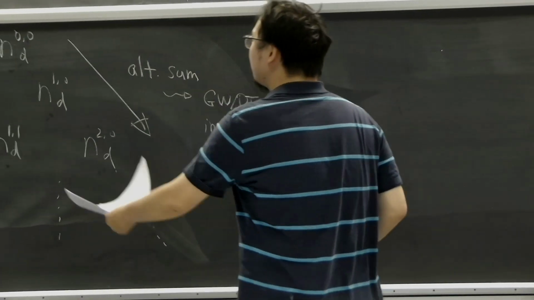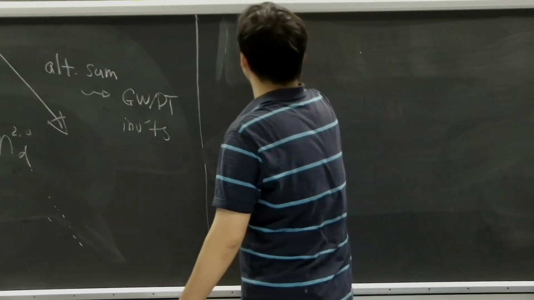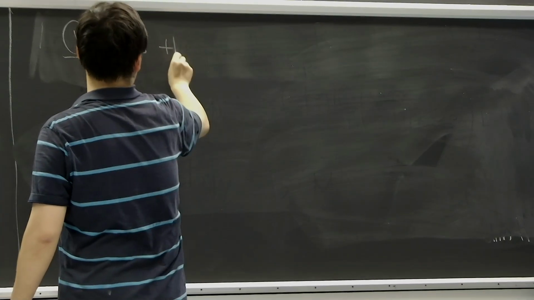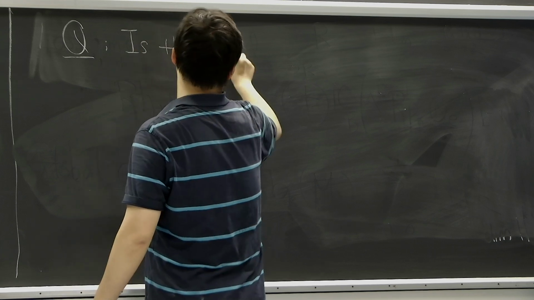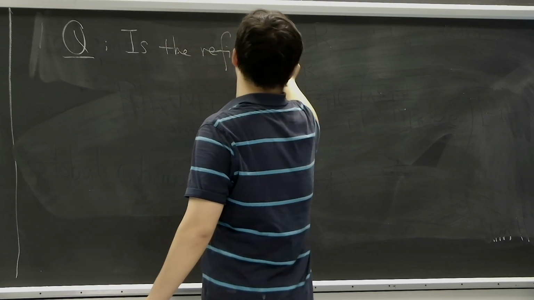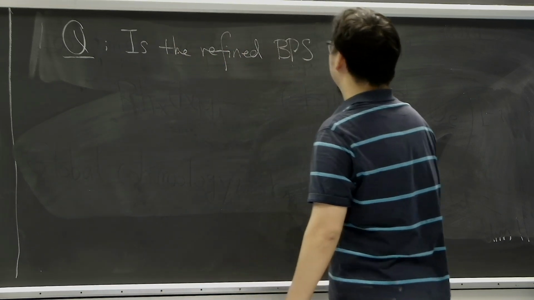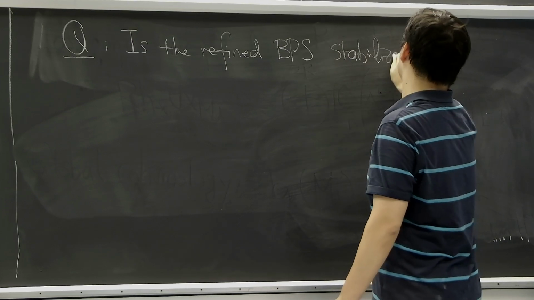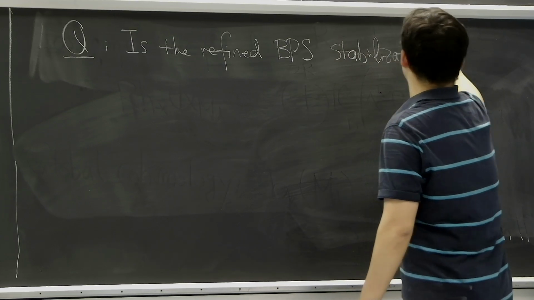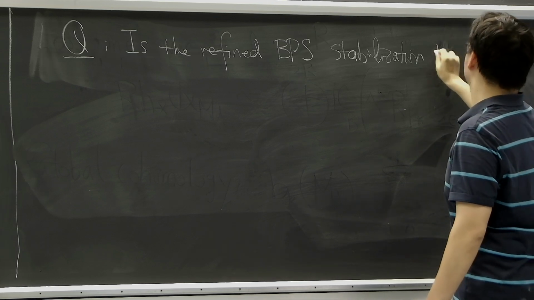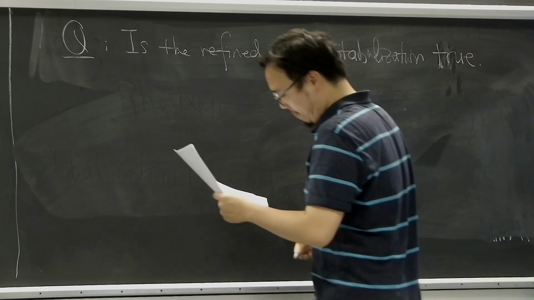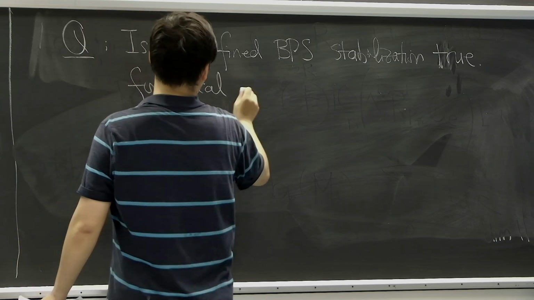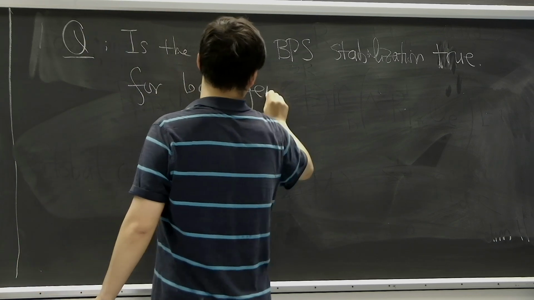So okay, this is a phenomenon for local P2, and let me put a question here: is the refined BPS stabilization true for, say, local general type surfaces?